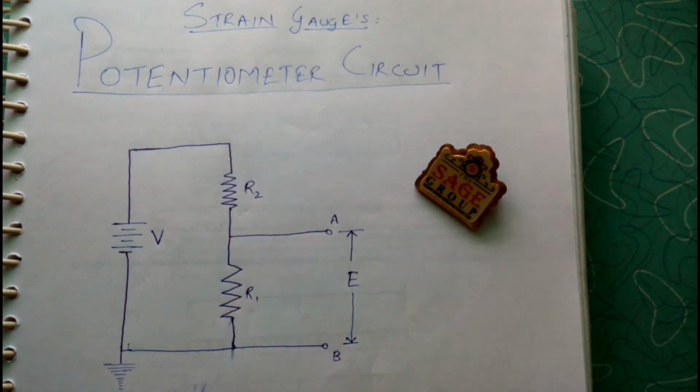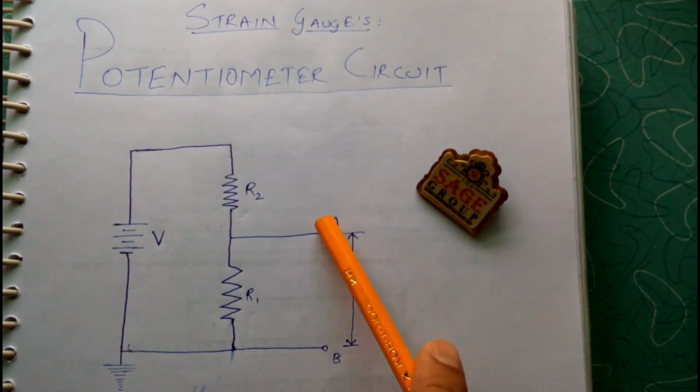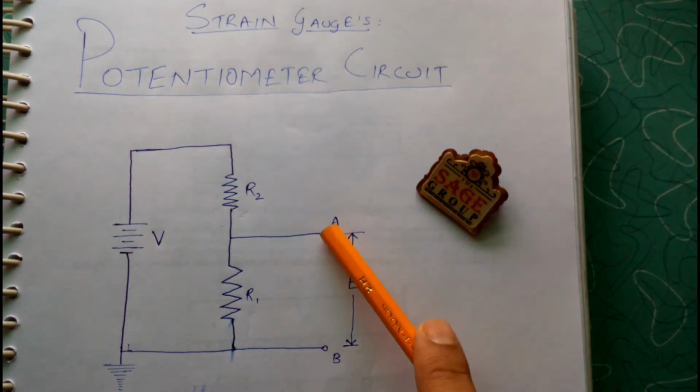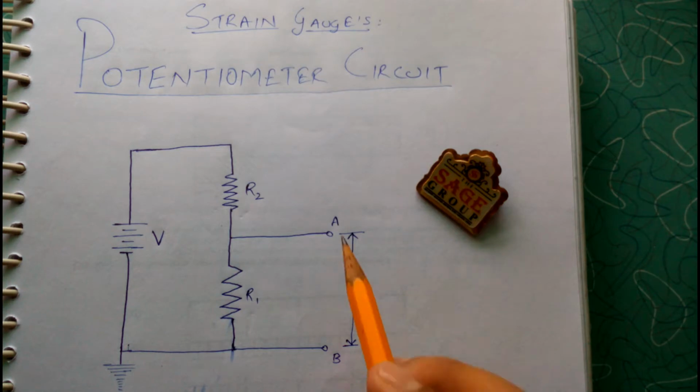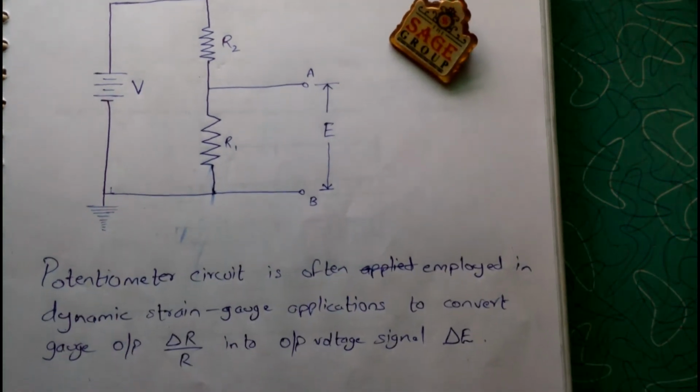There are two resistances. There is a voltage supply and we measure the output voltage, which is termed as E over here, and here it is grounded. The terminals across which we measure the output voltage are A and B. So this potentiometer circuit is employed in dynamic strain gauge applications to convert the gauge output, that is delta R by R, into the output voltage signal, that is delta E.